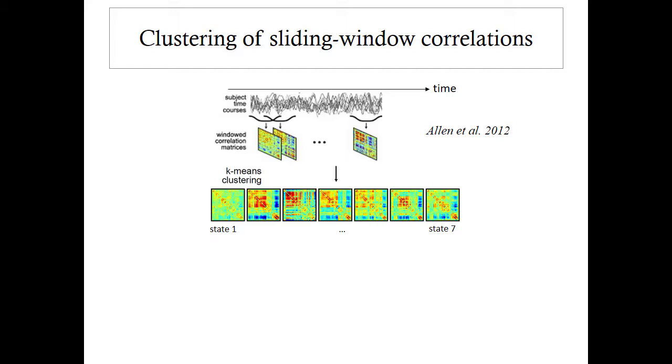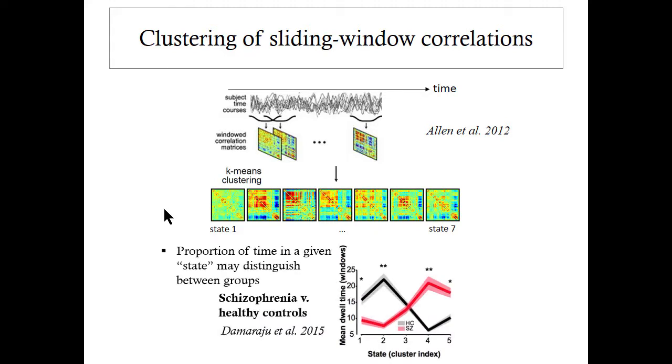And then you can go farther and ask what the relevance of these different states might be. And so in the study looking at schizophrenia, comparing schizophrenia to healthy controls, they find that if you look at the proportion of time that the individuals are spending in one of these given states, that distribution was different between these two groups. And so again, this is another demonstration that we may be able to pull more information out from our data by looking at these dynamics.